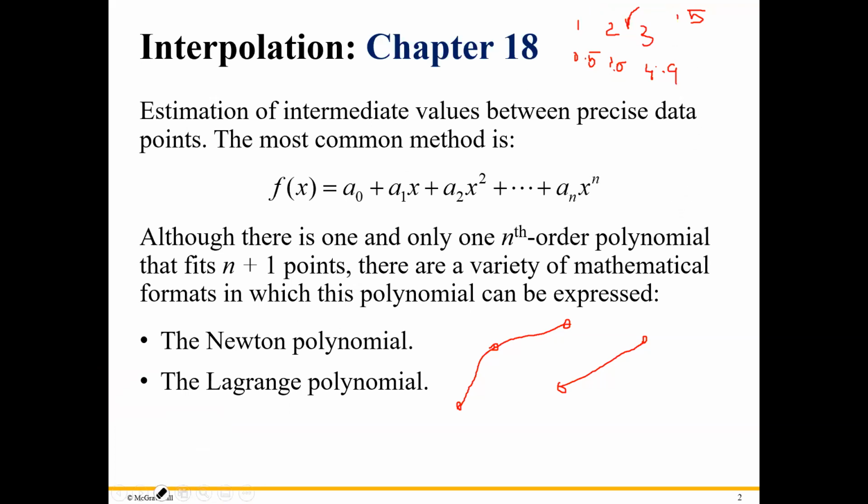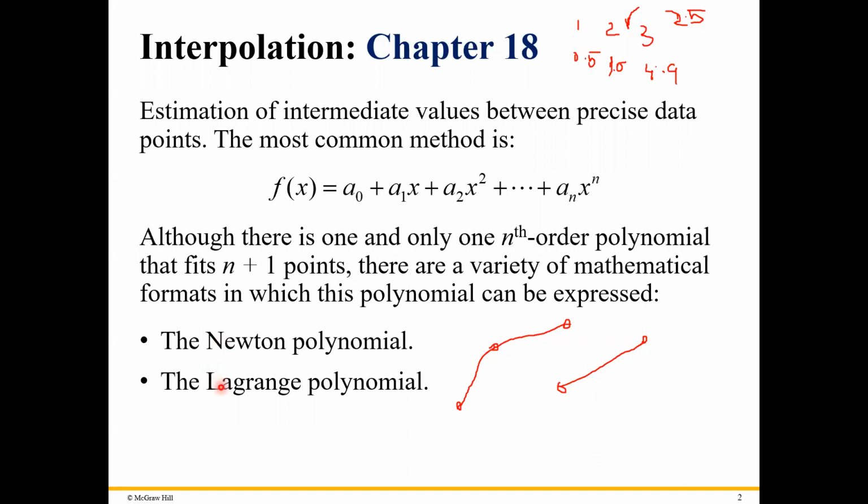So if I want the value at 2.5, from that relationship which we will find, I can find the value at 2.5. So this is the problem of interpolation. In this problem of interpolation, we have actually two methods. One is called the Newton polynomial method, and the other is called the Lagrange polynomial method.